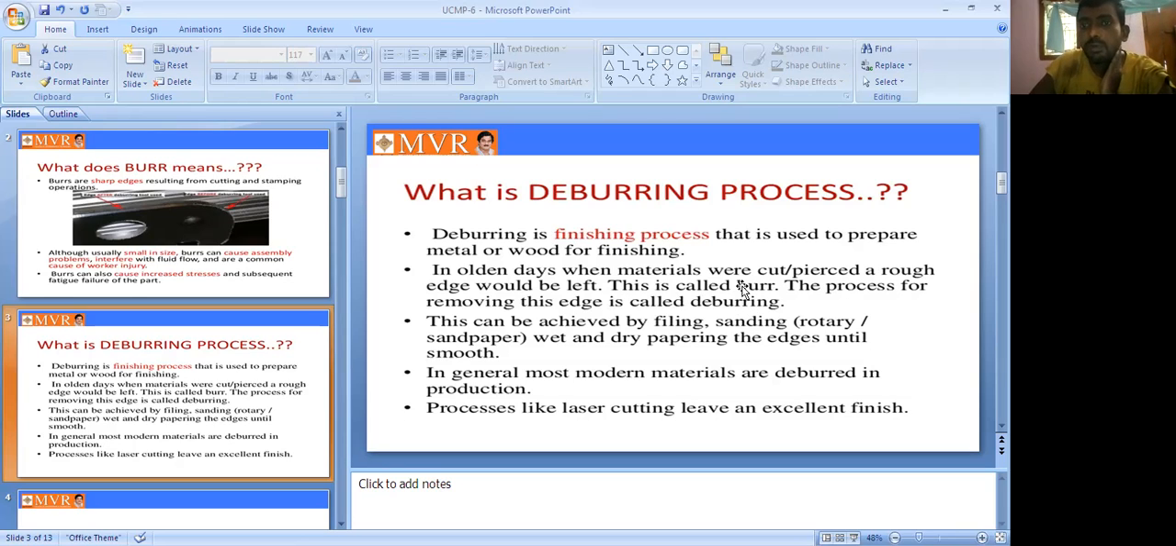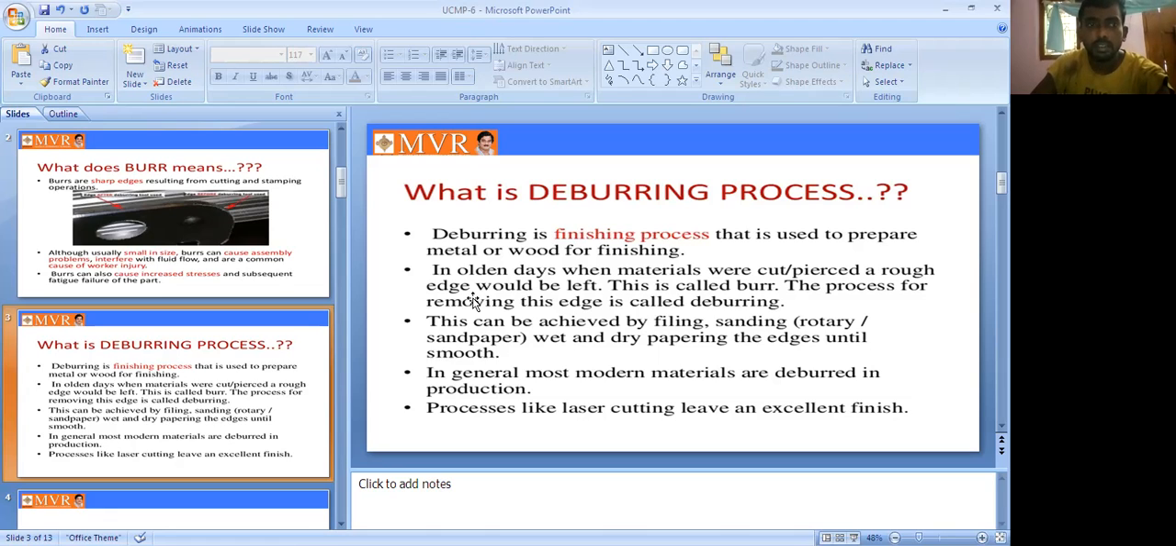The rough edges will be formed there. So when we remove the sharp edges, the removal of these edges is called the deburring process. In the olden days, when they cut a piece, a sharp, rough edge would be formed there. So using the deburring process to smooth the rough surface area is called deburring. That is the major definition.